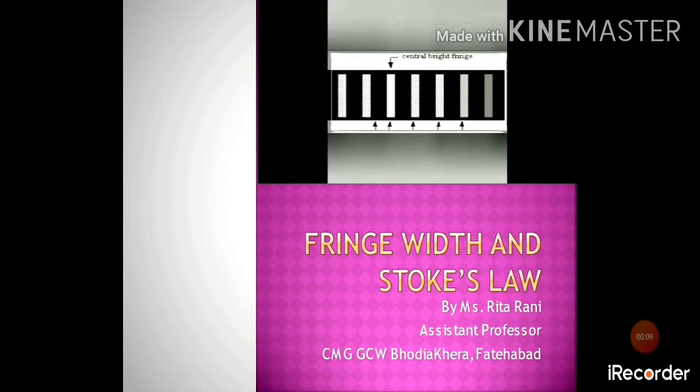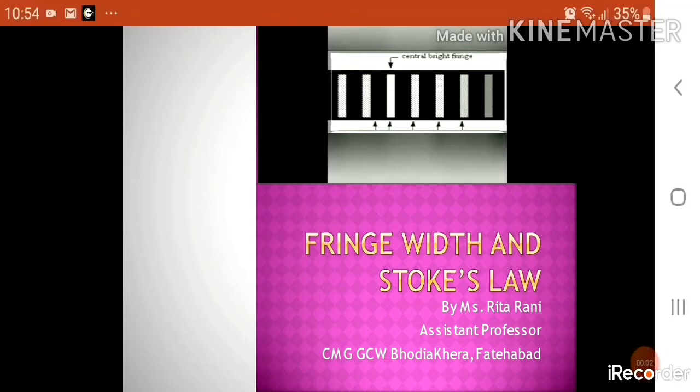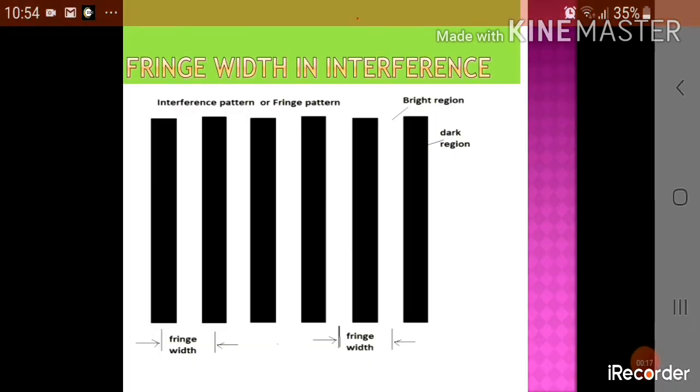In this video, I will explain the fringe width of the dark and bright fringes that we have obtained during interference. After that, we will study Stokes law, which will help us in finding the various path difference conditions in the interference processes. So the next slide will show you the fringe width and how we can derive the expression for the fringe width. So let's move on to the next slide.